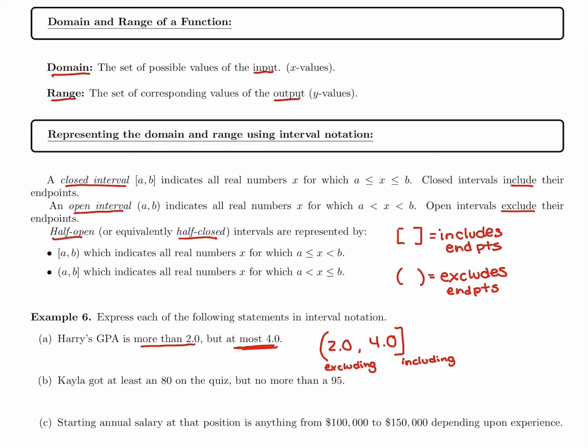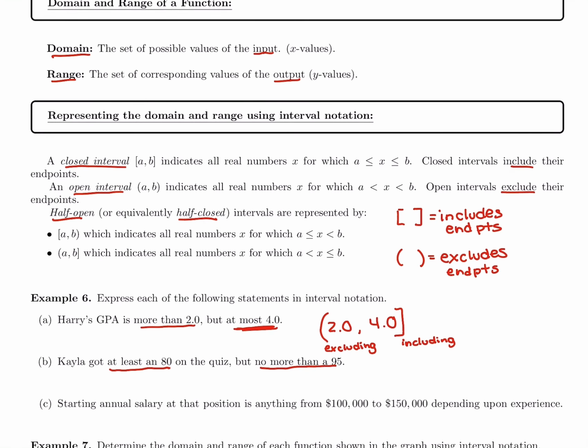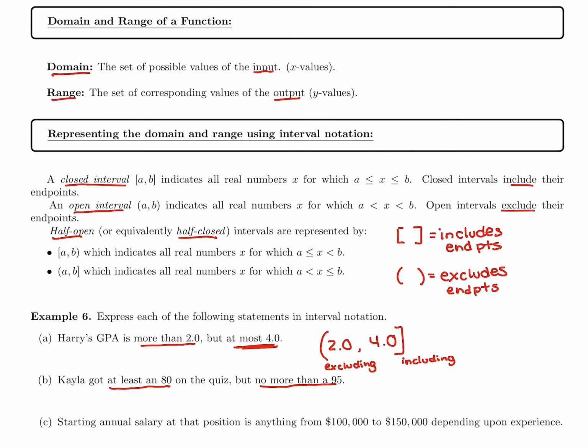Okay, now Kayla is guessing her quiz grade. She's looking at her quiz, she's checking it over, and she's thinking, hey, I think I at least got an 80 on this, but I don't think I got any more than a 95. So haven't we all done that before, where we finish a quiz and we go back and we try to grade ourselves to see what it'll be? That's what she's doing here. She says at least an 80, but no more than a 95.